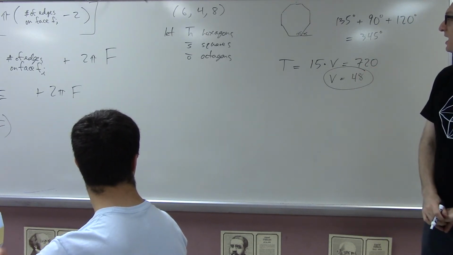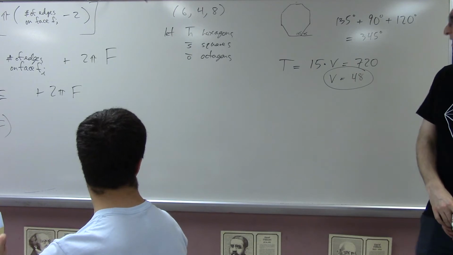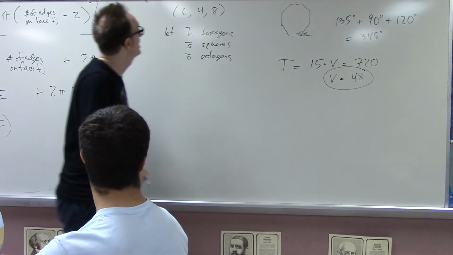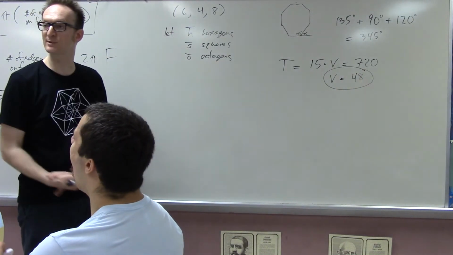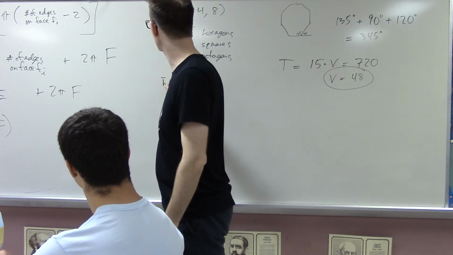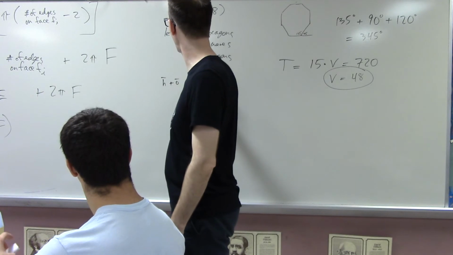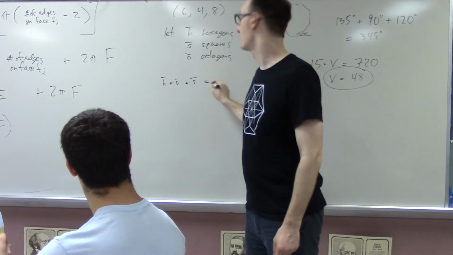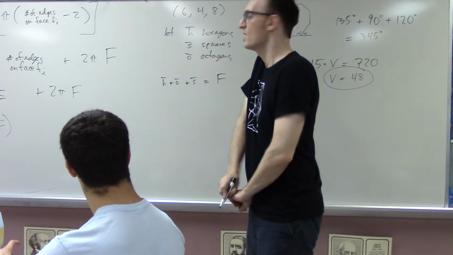Good. Let's figure out the other things. So that's 1 down, 2 to go. Let's count all the faces, right? If I add up the number of hexagons and the number of octagons and the number of squares, then what do I get? The number of faces. Thank you. Good. How about vertices?